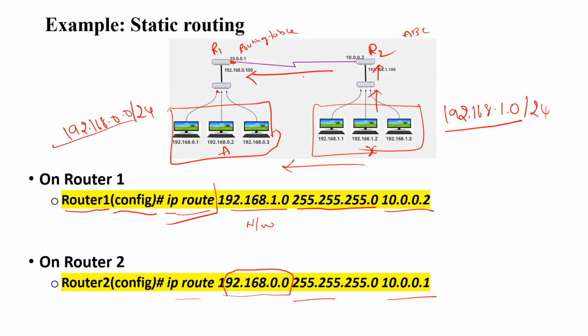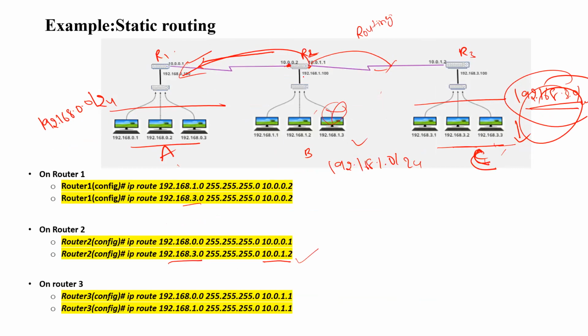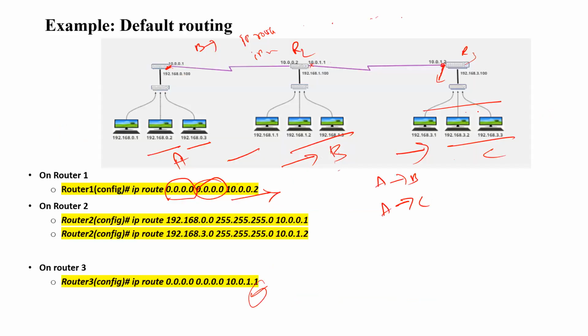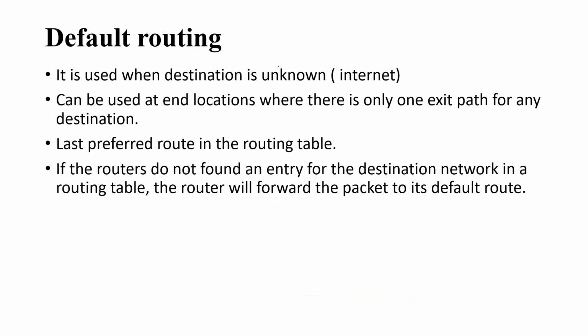We went through some examples of how to configure static routes in routers, with three networks also, and we discussed what is default. As I was mentioning, if the destination is unknown, mostly for the internet, we will use it. A default route can be used at end locations where there is only one exit path for any destination. So only one path is there, right? For any destination IP address, that is B or C, we have only one path. Correct? That is what it means.